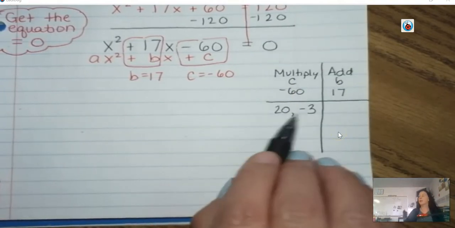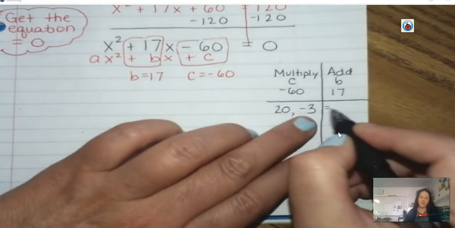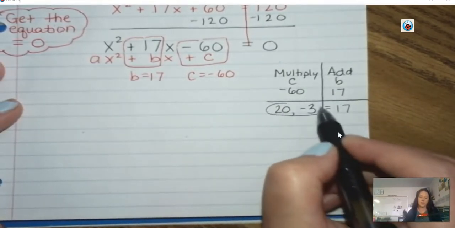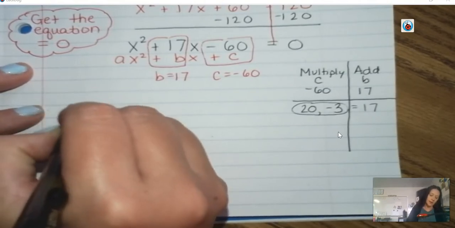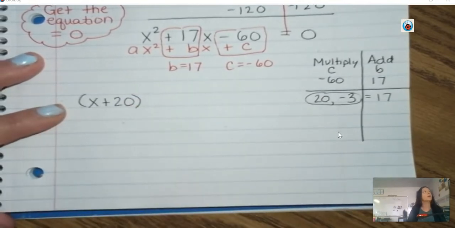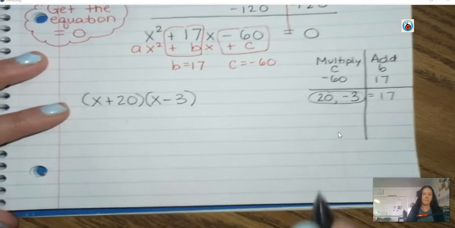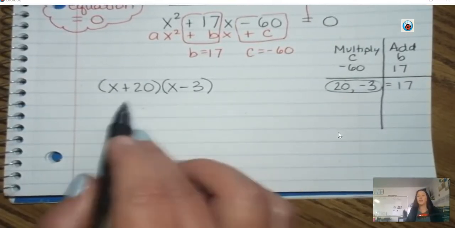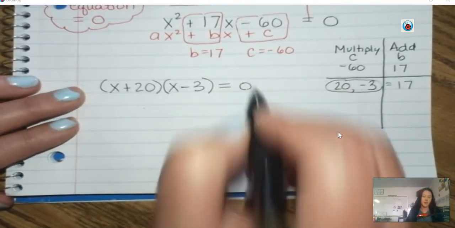20 times negative 3 is negative 60. 20 plus negative 3 equals 17. So these are your two numbers that we're going to use for our factors. To write it out, that's a positive 20, so x plus 20 times x minus 3. These are the factors. If the question says what are the factors, these are your two answers. This one, though, we're supposed to solve, so put equals 0.